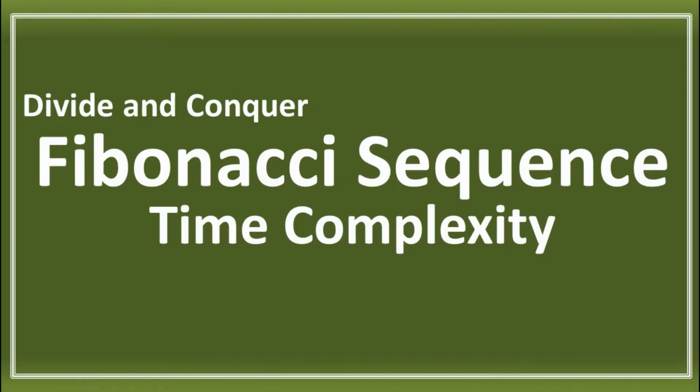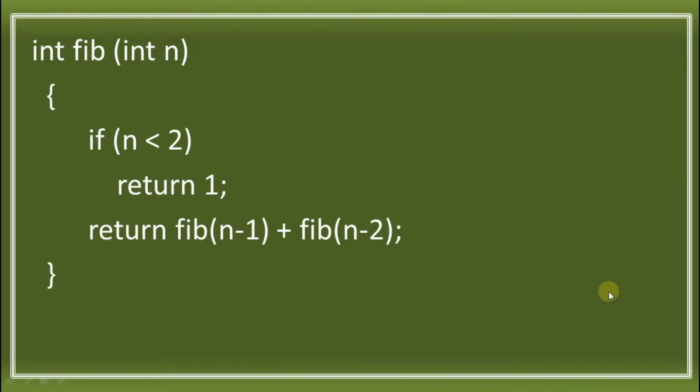On this video, pag-usapan natin on how to compute the time complexity of a Fibonacci sequence in divide and conquer. So let's start. This is the sample algorithm of a Fibonacci sequence in divide and conquer. Meron po tayong function named fib and it will accept a variable n. And if the value of n is less than 2, it will return 1.